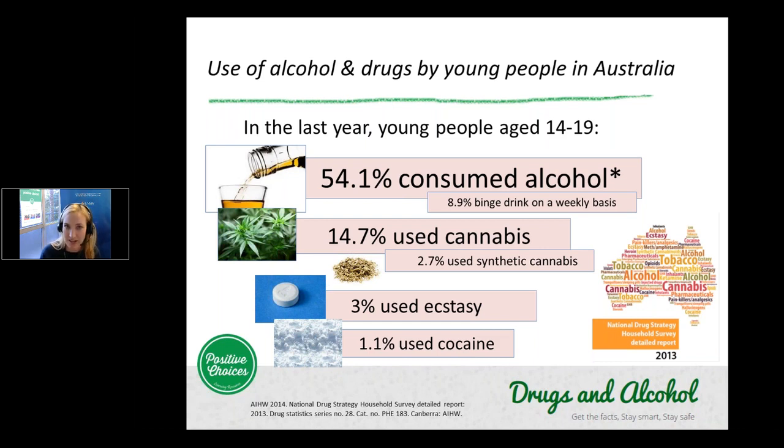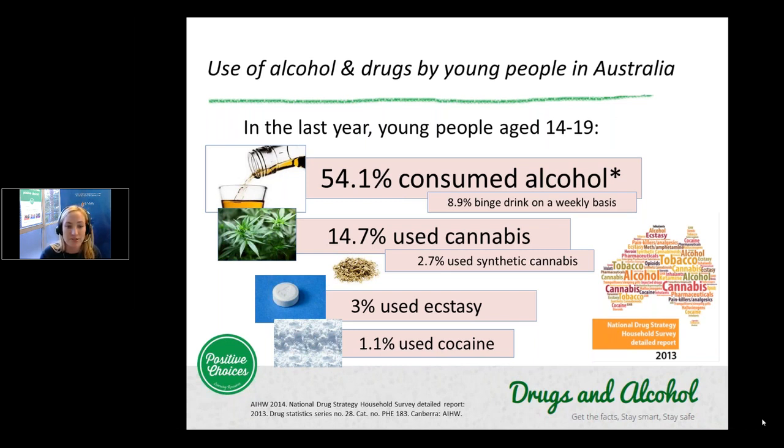So binge drinking, which is defined as more than 4 standard drinks on one occasion, we have 15% of young people between the ages of 14 and 19 reporting that they binge drank at least once a month, and 9% reporting binge drinking at least once a week. So we have 14% of young people between the ages of 14 and 19 using cannabis, 2.7% use synthetic cannabis, 3% used ecstasy, and 1% used cocaine. So based on these numbers, we can see that alcohol and cannabis are by far the most common drugs that young people use, with other types of drugs with a much lower prevalence among this group.